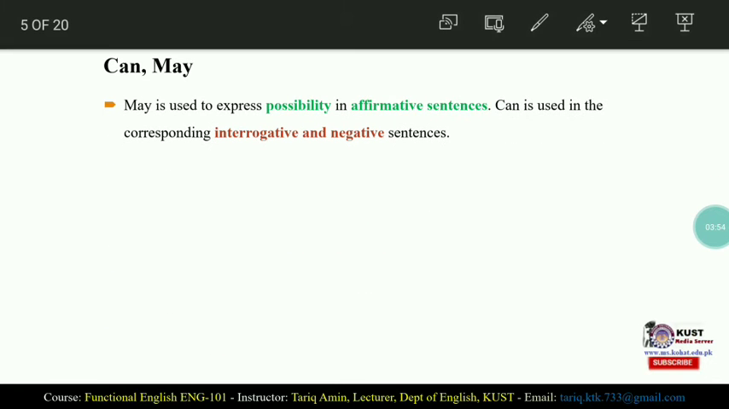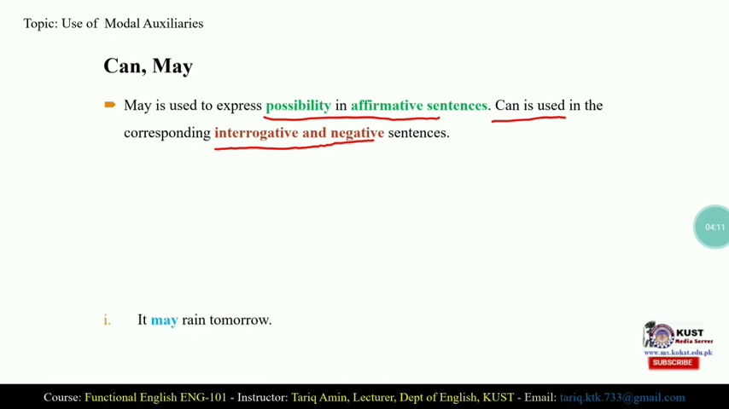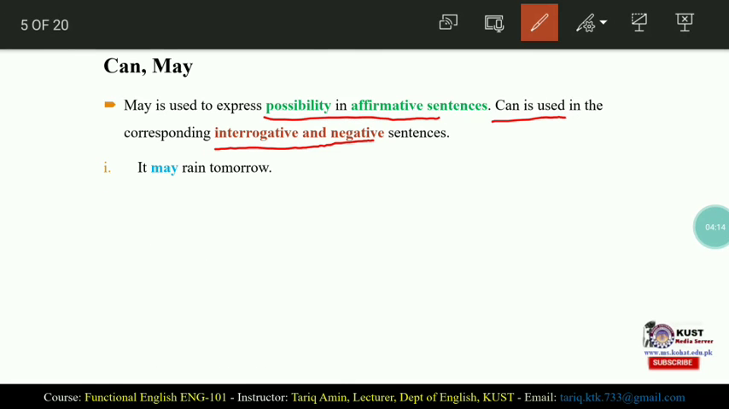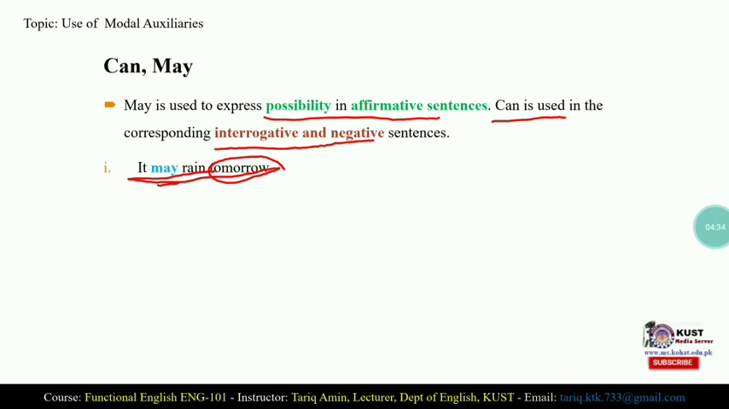May is used to express possibility in affirmative sentences, whereas can is used in the corresponding interrogative and negative sentences. Let's discuss some examples. It may rain tomorrow. We can see that may expresses possibility in an affirmative sentence. It is neither interrogative nor negative; rather, it is an affirmative sentence. And in this example, the modal verb may has been used to express the possibility that it might rain tomorrow.